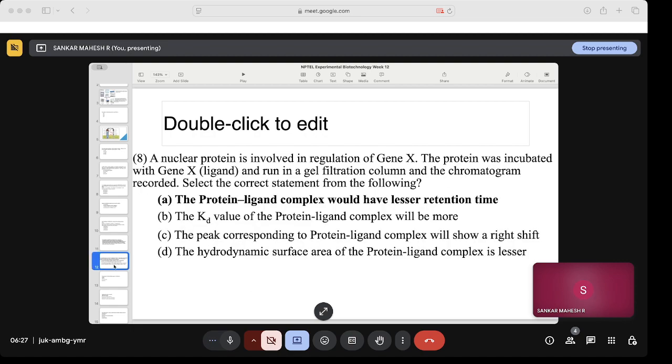Fine. The next question is, a nuclear protein is involved in regulation of gene X. The protein was incubated with gene X, which is the ligand, and run in a gel filtration column, and the chromatogram recorded. Select the correct statement from the following. Protein ligand complex have lesser retention time. KD value of protein ligand complex will be more. The peak corresponding to the protein ligand complex will show a right shift. Hydrodynamic surface area of protein ligand complex is lesser. Take a couple of minutes to think about this and then we'll discuss.